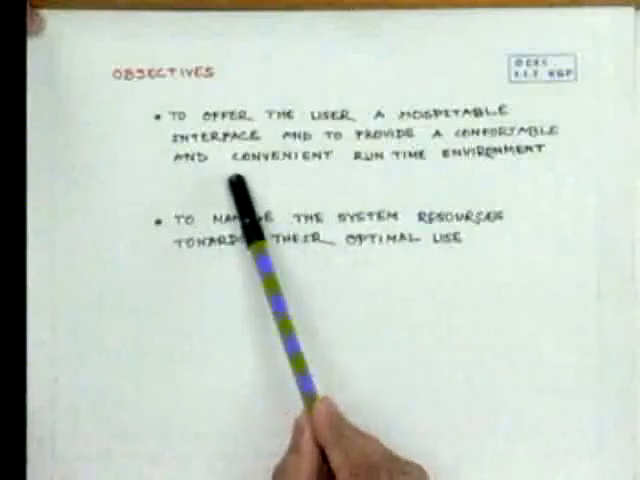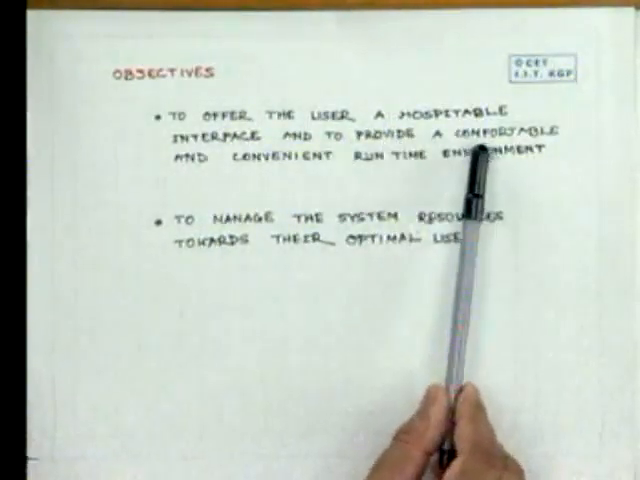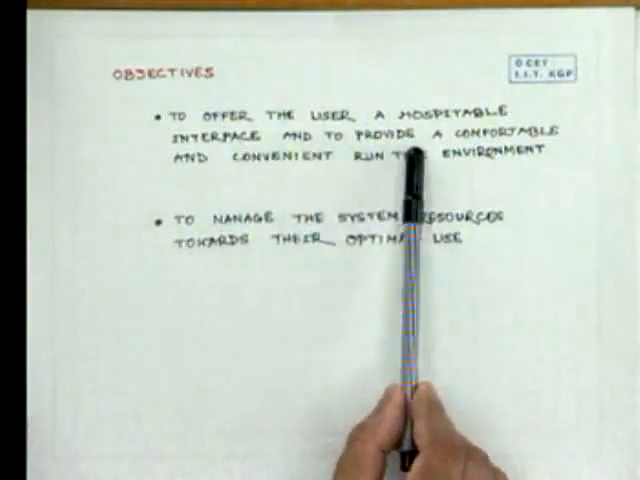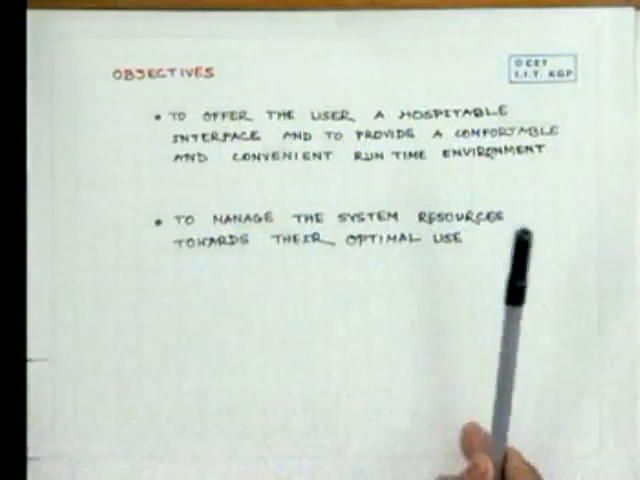Let us start the discussion on operating systems today. In our introductory lecture, we had identified two major objectives of the operating systems. The major objectives are, as has been noted down here, to offer the user a hospitable interface and to provide a comfortable and convenient runtime environment.